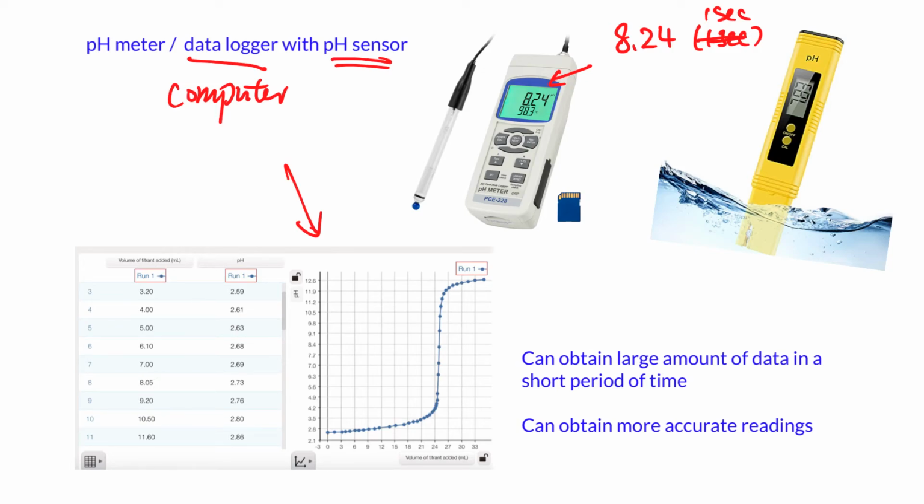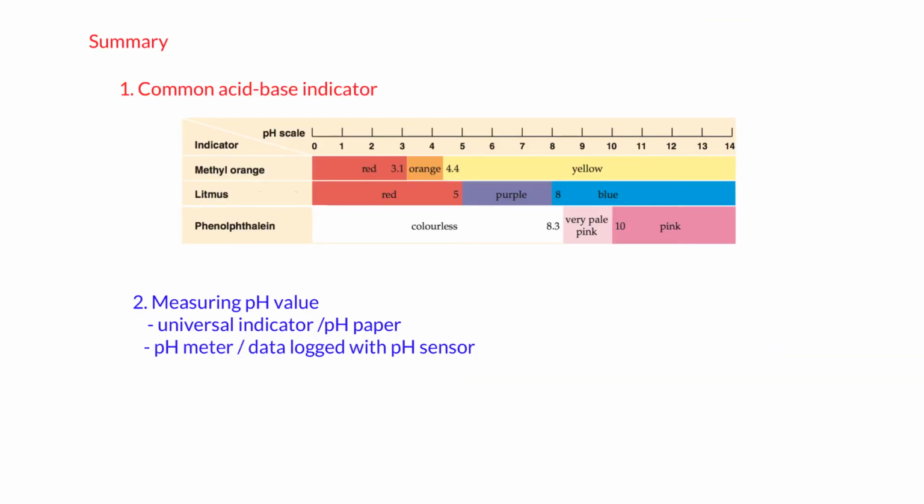So you can obtain more accurate readings by using a pH meter and also a pH sensor with the data logger. More accurate, because if you use pH paper to compare with a pH chart, you'll find that the colors are actually so similar. You can't really tell whether this one is pH 3 or pH 4, or somewhere in between. But if you use a pH meter, it can tell you the decimal places and the readings will be more accurate.